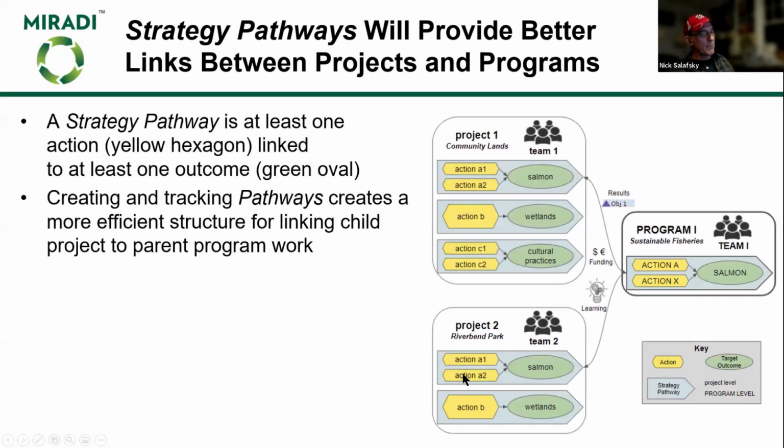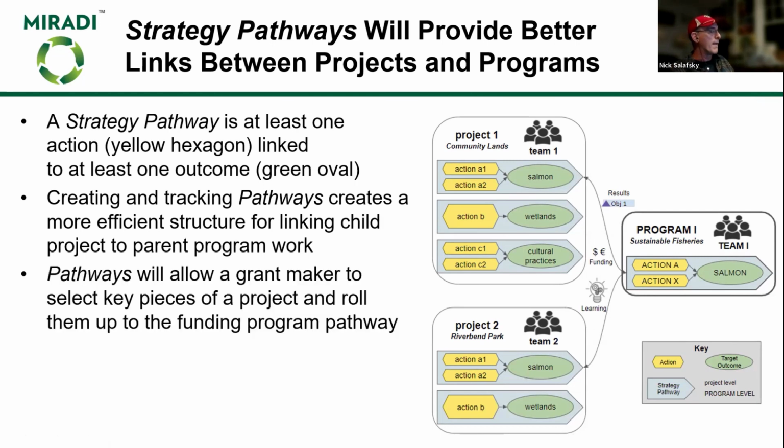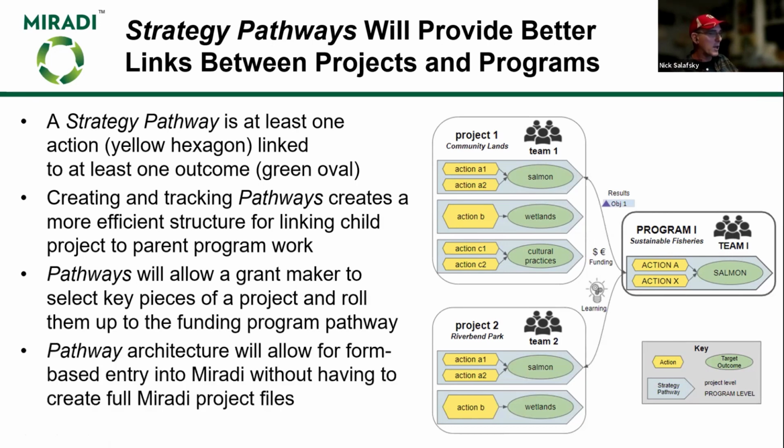From the project level pathway to the program level pathway, we can then track how money flows from the funder down, but we can also track how results and objectives aggregate up, and also learning can be shared a little bit more efficiently. So we think these pathways are really a key part of that work, and we're going to be creating that as an object in Miradi to enable this to happen. So it'll allow a grant maker to select key pieces of a project and roll them up the funding program pathway. But this architecture will also allow for form-based entry into Miradi without having to create full Miradi project files.